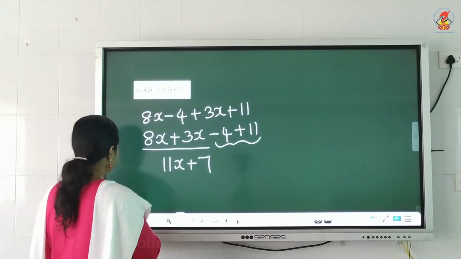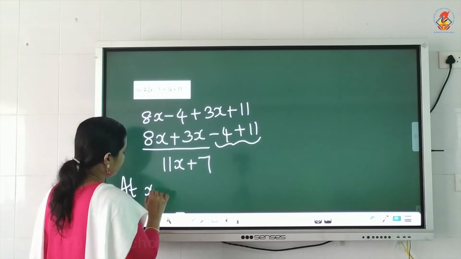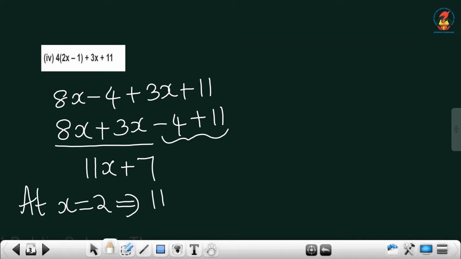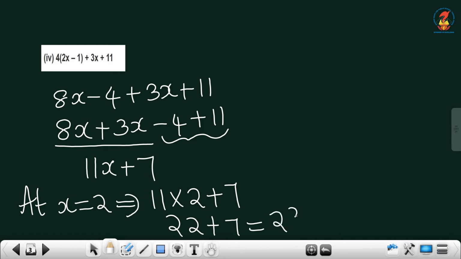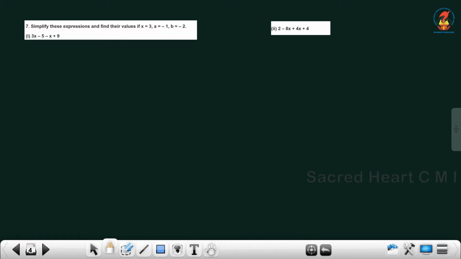So what you can write at x is equal to 2. What will happen? 11 into 2 plus 7. That means 22 plus 7. What is the answer? 29. First you have to simplify the expression, then only you have to substitute the value 2. Okay children. Now move to the next question.